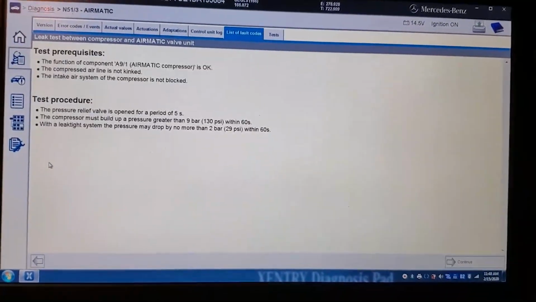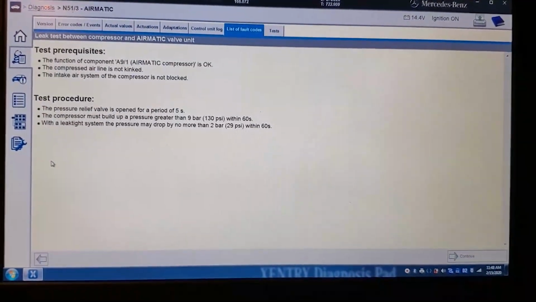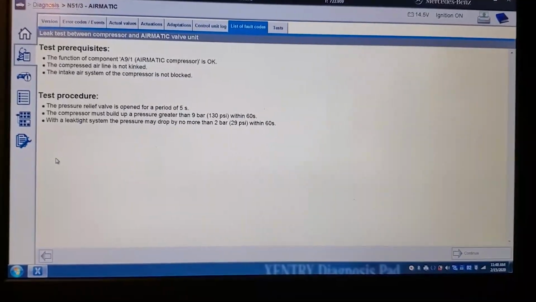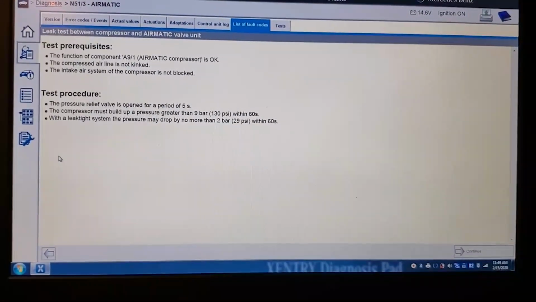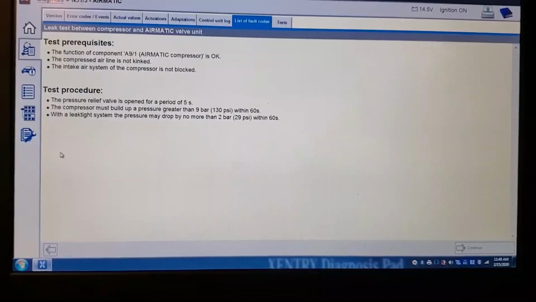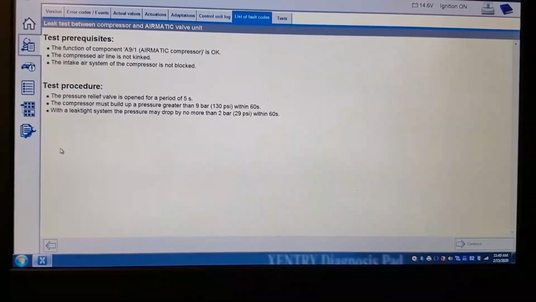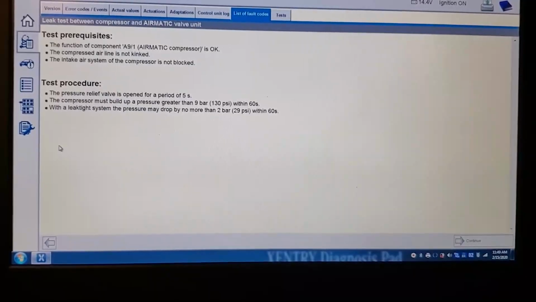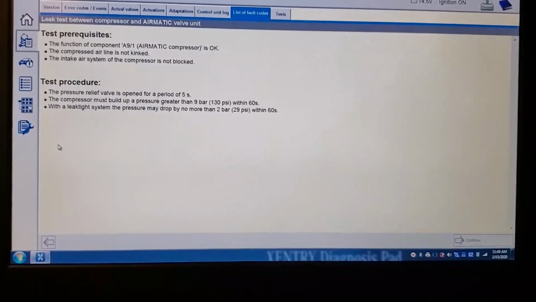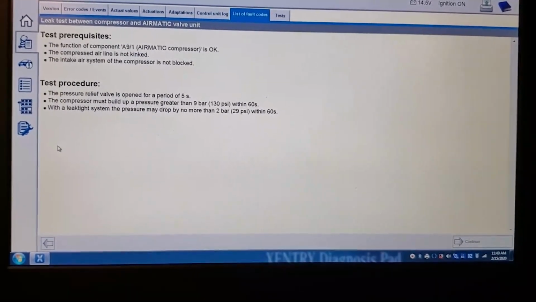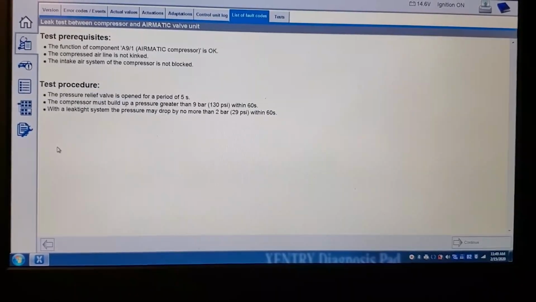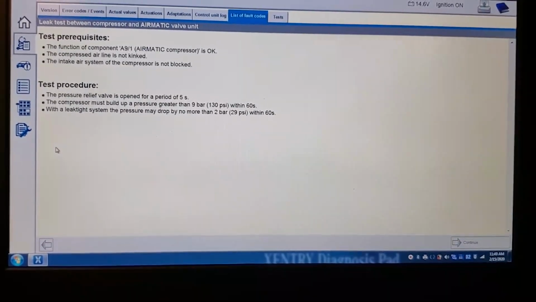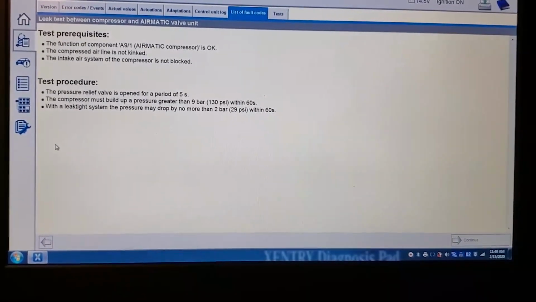This test, leak test. The compressor air line is not linked. The intake air system of the compressor is not blocked. The pressure relief valve is open for a period of 5 seconds. Must build up pressure greater than 9 bar, 100 psi, within 60 seconds. With the leaky system, the pressure may drop by no more than 2 bar.